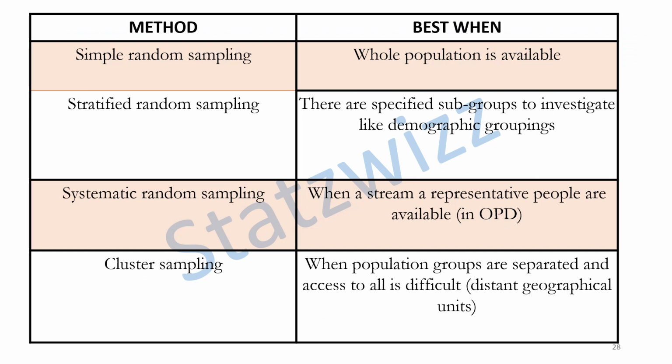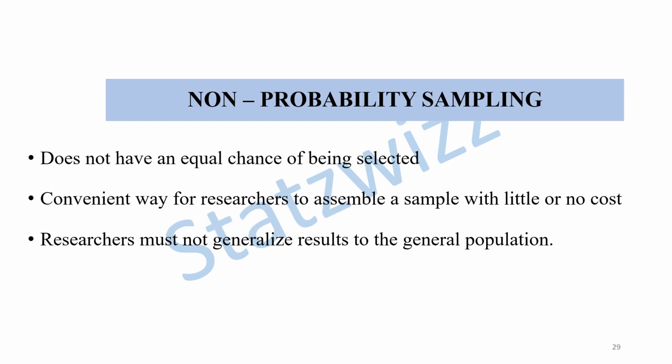So we will see here in what scenarios what sampling methodology can be best used. Simple random sampling can be used when the whole population is available. Stratified can be used when the subgroups are available or we have basic information about the group. And systematic random sampling can be done when we have a total list of the people who are being enrolled in the study. And finally, cluster sampling can be done when we have to conduct the study in different geographical areas.